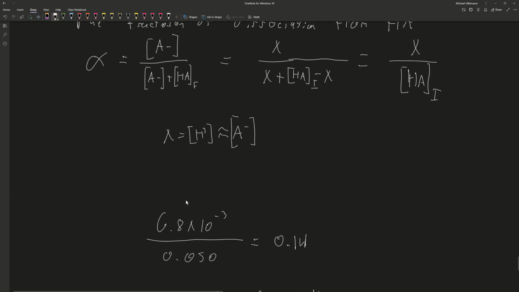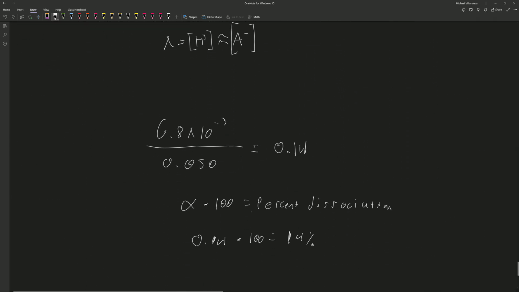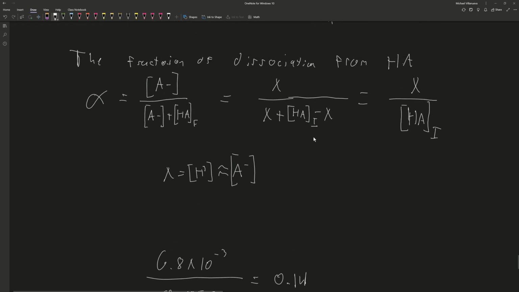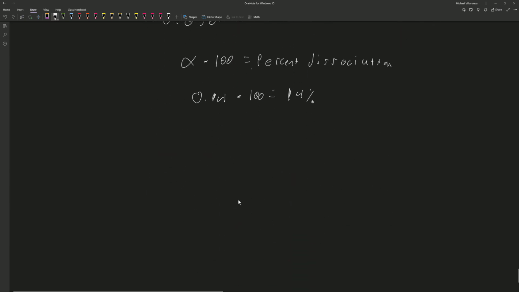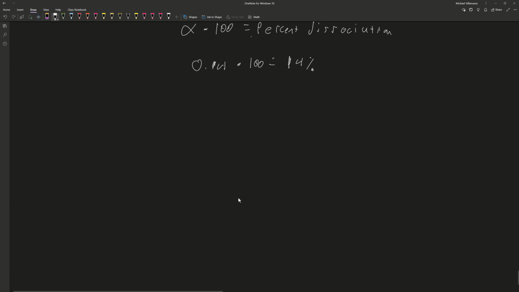This exact same process can be used to determine a base dissociation. Instead of using the concentration of hydrogen, we would use the concentration of OH, and instead of the concentration of the acid, we would use the concentration of the base. So it would be OH all over the base concentration.